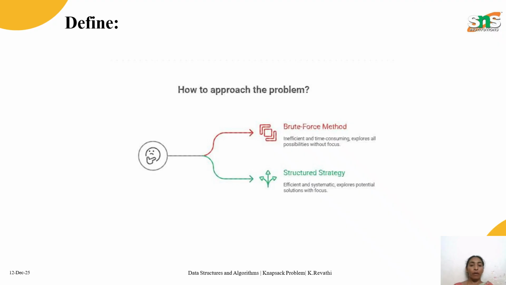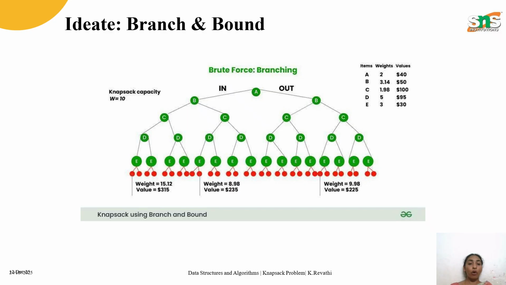To solve this problem, we use a technique called branch and bound. Actually, branch and bound is an intelligent method. In this method, the problem is divided into smaller parts called branches. Each branch represents a decision to take or not take an item. For every branch, we calculate the best possible profit. If a branch cannot give better profit than the current best solution, the branch is not explored further. This helps in saving a lot of time for Maya Singh.